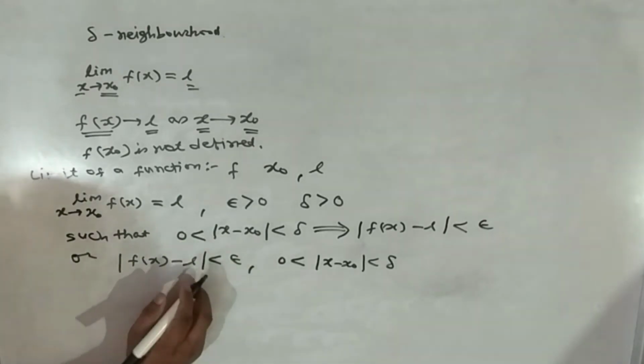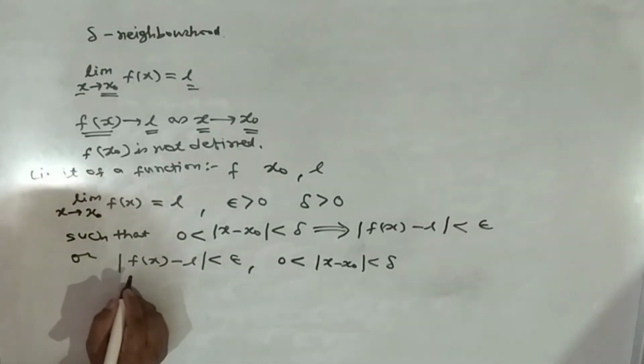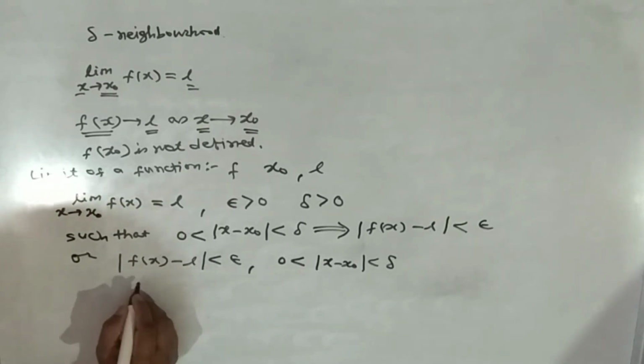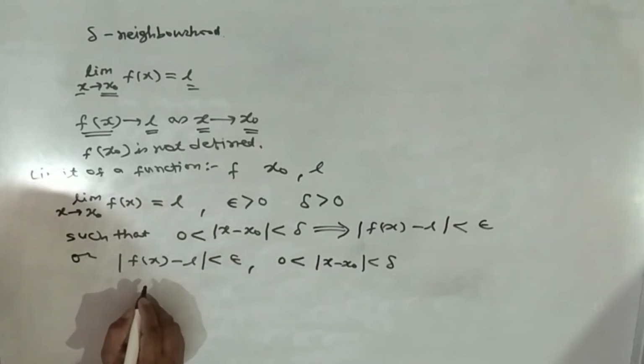Now see the remark. Geometrically, it means that if x is in a deleted delta neighborhood of x0, the ordinate of height f of x lies between L minus epsilon and L plus epsilon.